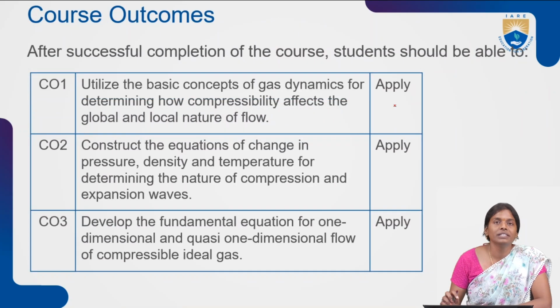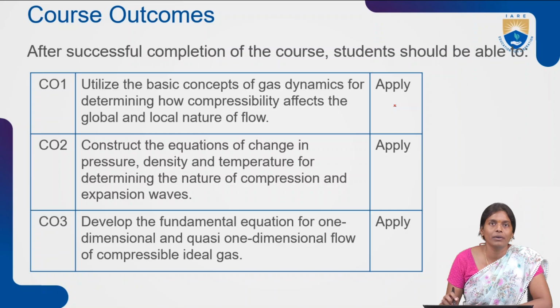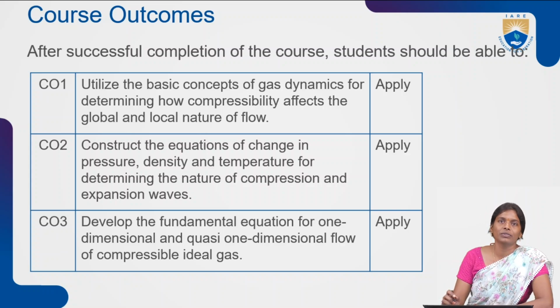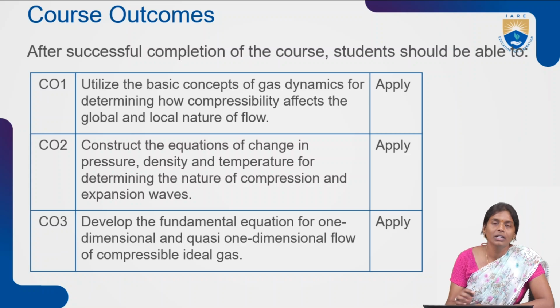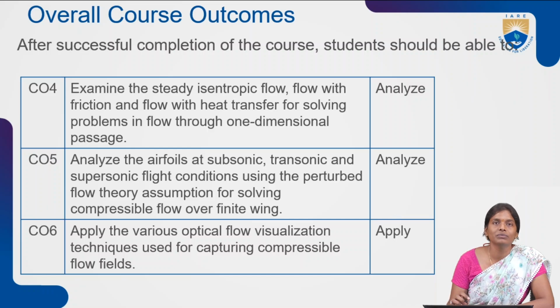So these are the consolidated course outcomes for this particular course of high-speed aerodynamics. In the first unit, the student will be able to learn the basic concept of gas dynamics for determining how the compressible flow is affecting the global and local nature of the flow. Then, constructing equations for changing pressure, density, and temperature for determining the nature of compression and expansion waves. Third is developing the fundamental equations for one-dimensional and quasi-one-dimensional flow for compressible flow of an ideal gas. And the fourth course outcome is examining the steady isentropic flow with friction and the flow with heat transfer for solving problems in flow through a one-dimensional passage.